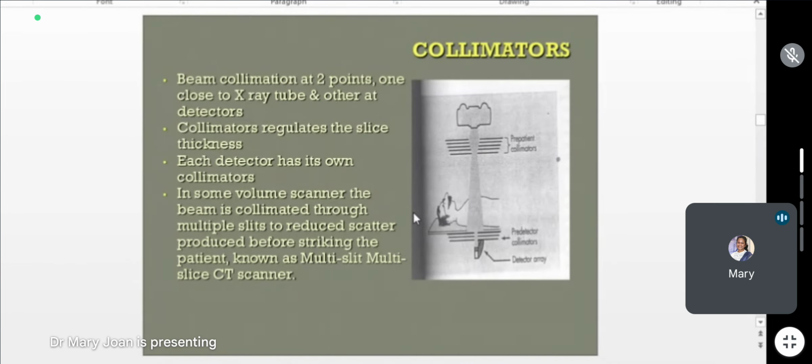Beam collimation is done at 2 points, one close to the X-ray tube and the other at the detector. Collimation regulates the slice thickness. Each detector has its own collimators. In some volume scanners, the beam is collimated through multiple slits to reduce scatter before striking the patient, known as the multi-slit, multi-slice CT scanner.